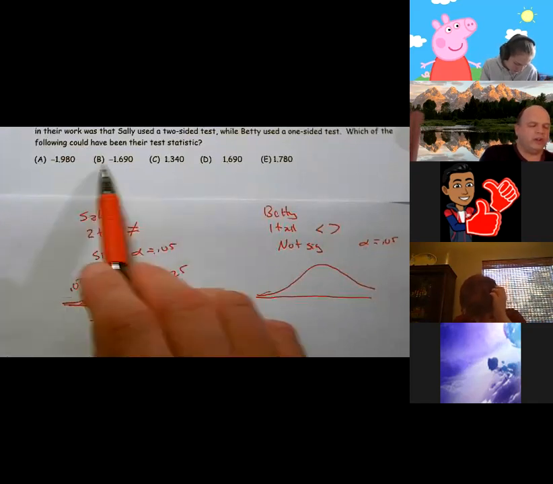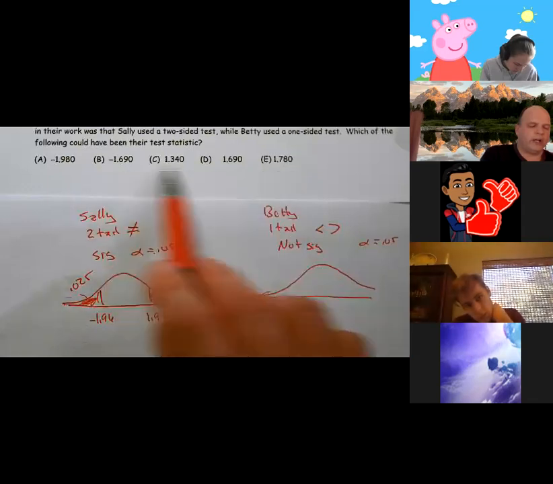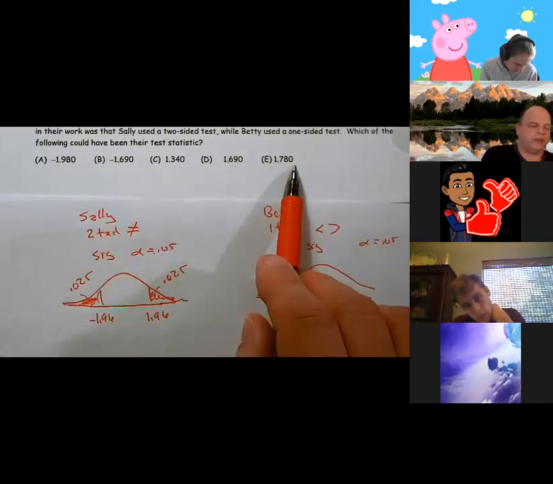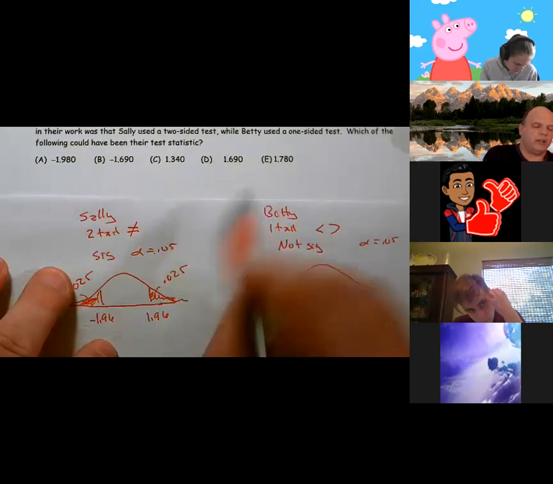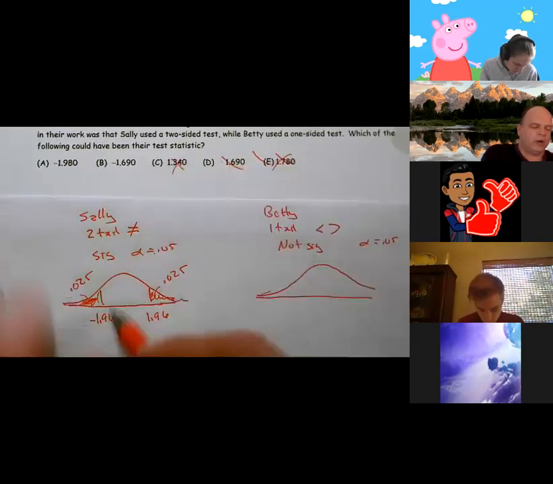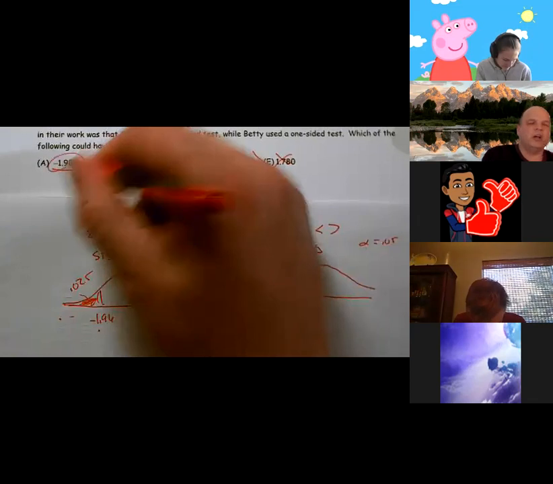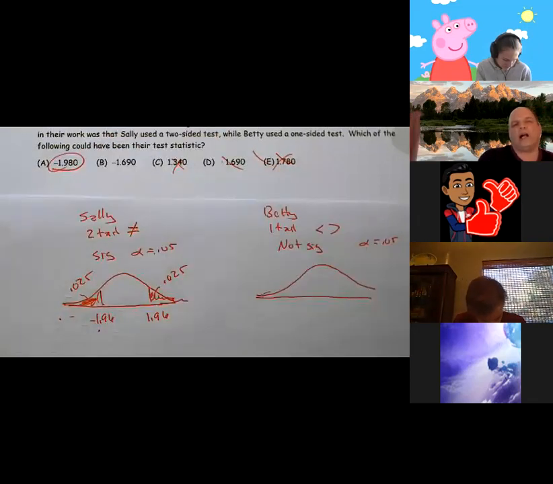So when I look at this, if there's a value greater than 1.96, it turns out there's no value greater than 1.96. So it couldn't be any of the positive values. I need a value to be this way, and the only value less than negative 1.96 is this. So that is the only way Sally could have rejected.